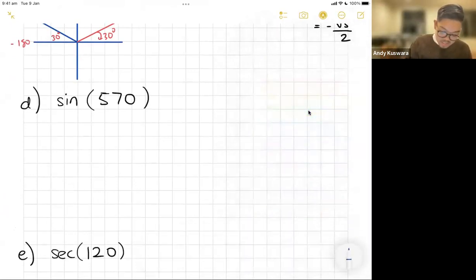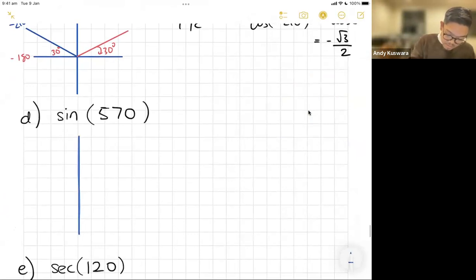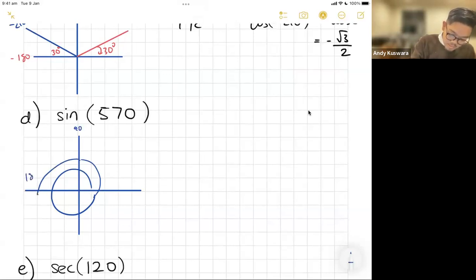Sine 570. So again, let's figure it out. I'm going to draw this. Now, 1 full rotation, that's 360, plus another, what's 570 take away 360? And then I need to do an extra 210. So that's going to be 90, that's going to be 180. And then so technically I go all the way around twice, leaving that little 210. Okay, because I've kind of gone around 570 degrees.